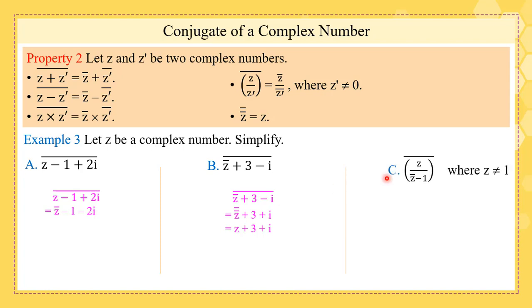Now for the third one, this one, we also distribute the bar for the numerator and the denominator. We get z bar over the bar of this denominator, which is z bar minus 1 quantity bar. We redistribute the bar in the denominator. We get z bar in the numerator, and in the denominator we get z bar bar minus 1, which is z minus 1.